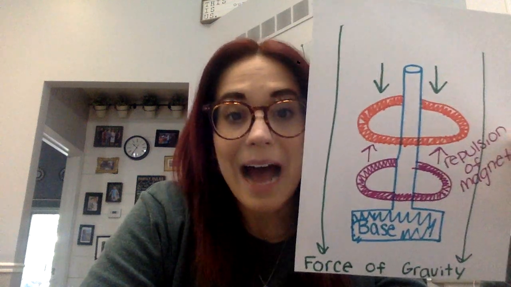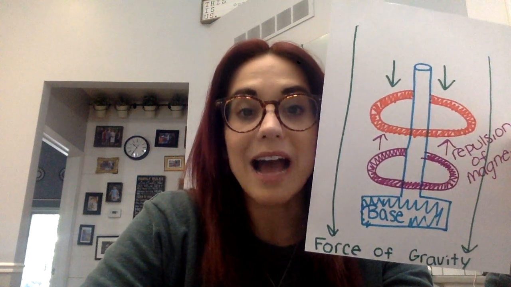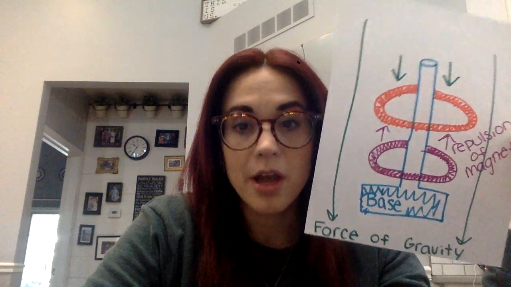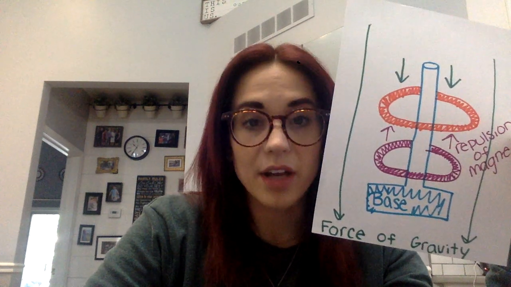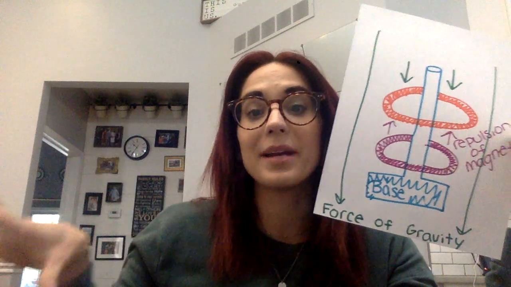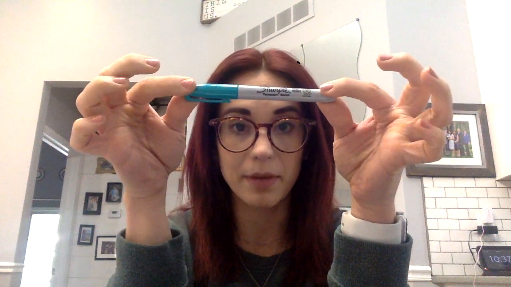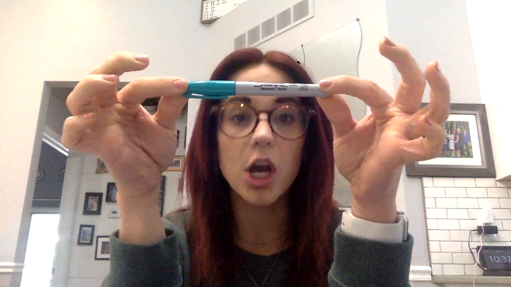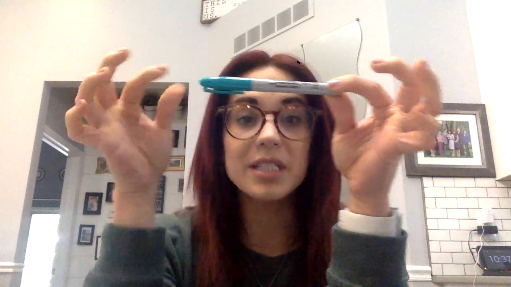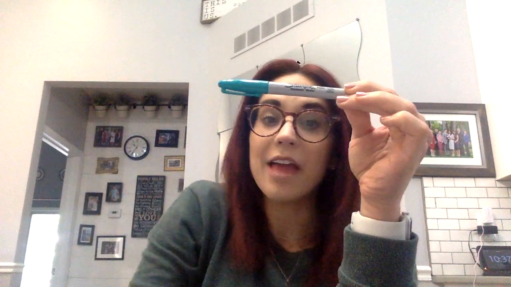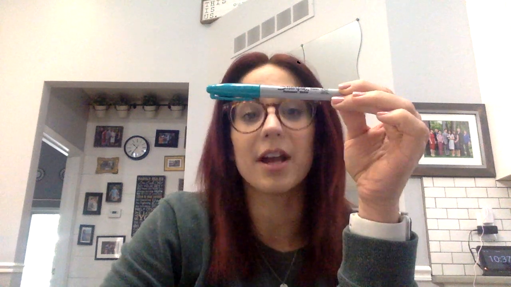And when the magnets are not moving, that's because we have balanced forces. I'm going to give you an example of balanced forces right now. So this is one of the Sharpies that I was using to draw my model. So here's the Sharpie. If I let this Sharpie go, it's going to fall. And the reason it's going to fall is because the force of gravity is acting on it, and there's no force here to push back on the force of gravity.